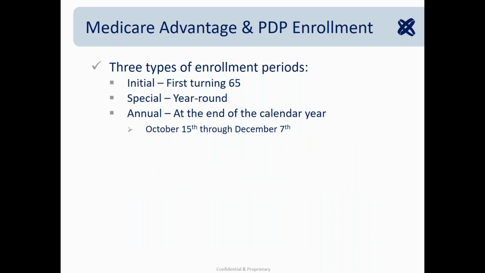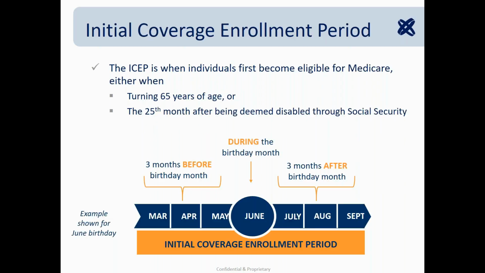Let's talk about the Medicare Advantage and the Part D enrollments. There are 3 types of enrollment periods. The initial, when you are first turning 65. Then there's a special, which is a year-round qualifying event that you can enroll. And then there's the annual at the end of the calendar year, which is October 15th through December 7th, that has a January 1st effective date. So the initial coverage is when individuals first become eligible for Medicare, either when turning 65 or the 25th month after being deemed disabled through Social Security.